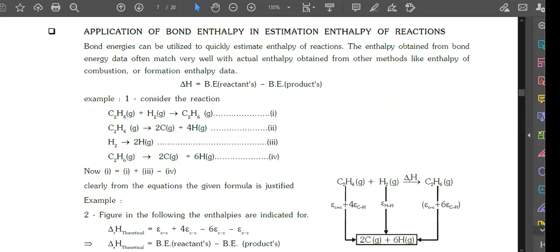Now let's see, we have this reaction: C2H4 plus H2 is giving you C2H6, right, everyone? But before converting to this, remember that bond energy is the amount of energy required to break, or the amount of energy released to form, a bond from individual gaseous atoms. Yes or no? I will tell you why this is reactant minus product.